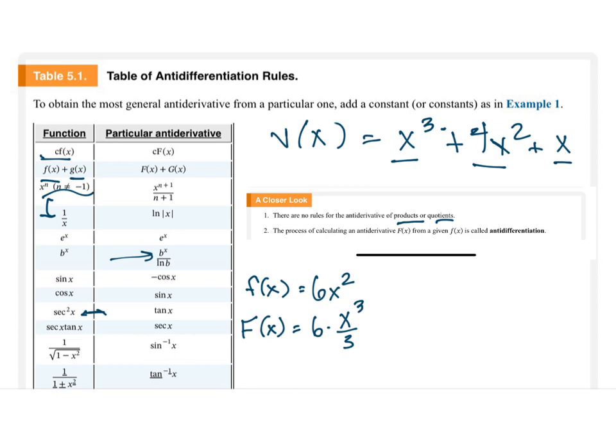But what if it was 1 over negative square root 1 minus x squared? What's its antiderivative? Cosine inverse. That was on our table that we had to memorize in the first place. So 1 over negative square root 1 minus x squared, that antiderivative is going to be cosine inverse of x. And then 1 over 1 plus x squared, that's going to be tangent inverse of x. Cool? Any questions on that?